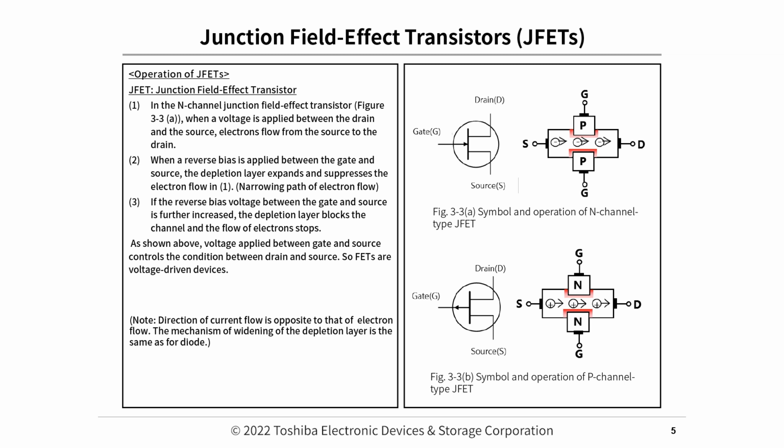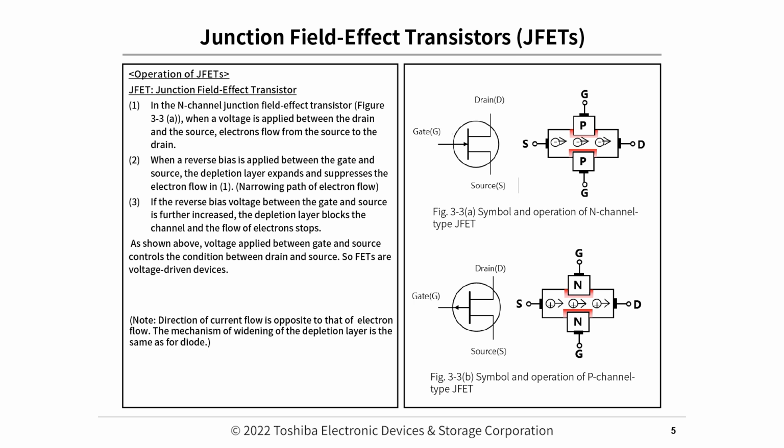Junction field effect transistors. Operation of JFETs. JFET, junction field effect transistor. 1. In the N-channel junction field effect transistor, figure 3-3a, when a voltage is applied between the drain and the source, electrons flow from the source to the drain.